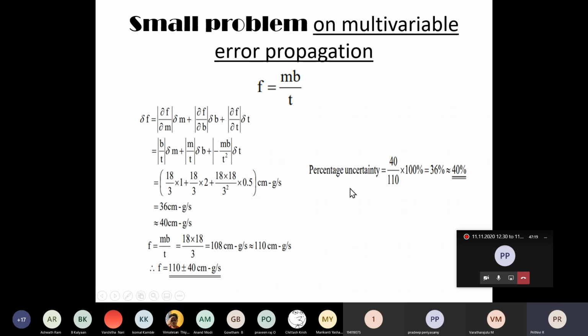And then the percentage uncertainty we have calculated here as 40, that is the error value by the total value into 100%, that is about 36%, approximated to 40%. So we have just given the approximate errors here. So the total function can be given as 110 plus or minus 40 centimeter gram per second. So that's one problem here.